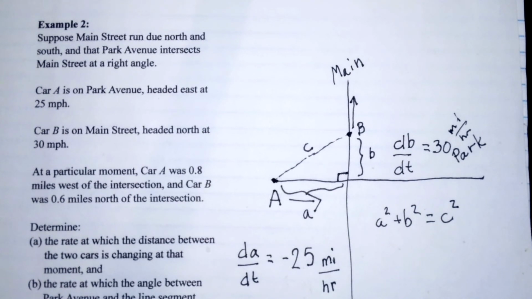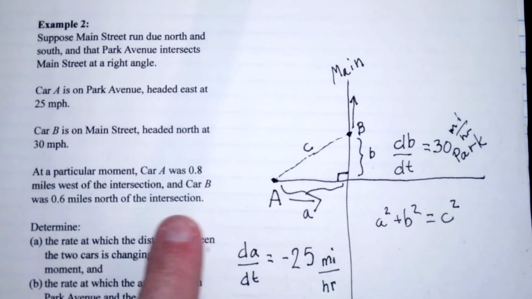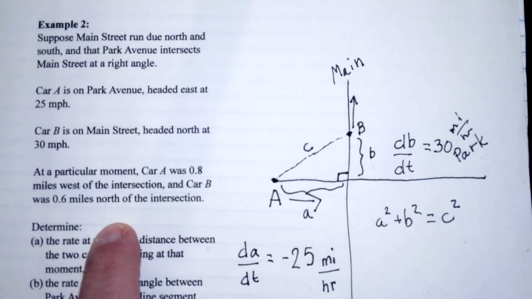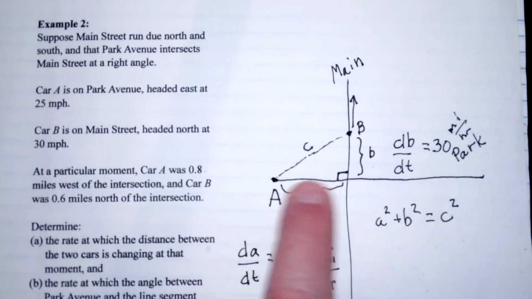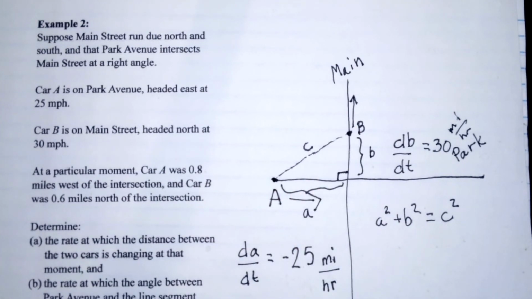So we were given some distances, but we don't want to put those in yet because we need to differentiate before we put those distances in. Why do we need to do it that way? Because that distance A and that distance B are not fixed. They're not constants. They are changing.